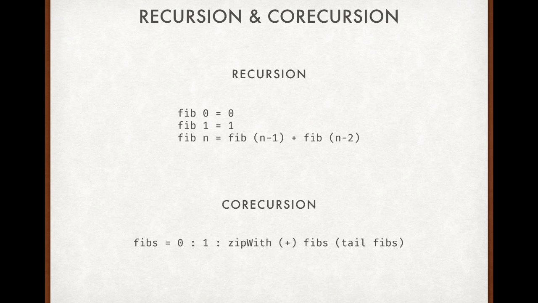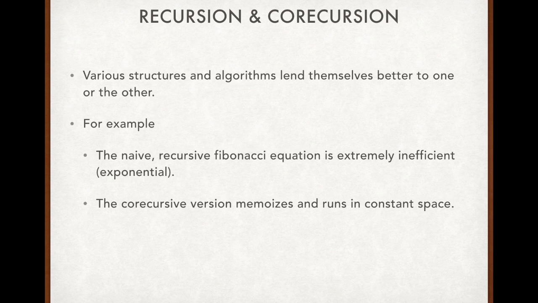With fibs, at the bottom you have to index into the list, right? Like pick the 10th one. Both of them get you the same answer, but one of them is exponential in performance and one of them is constant. Well, linear, but it runs in constant space.